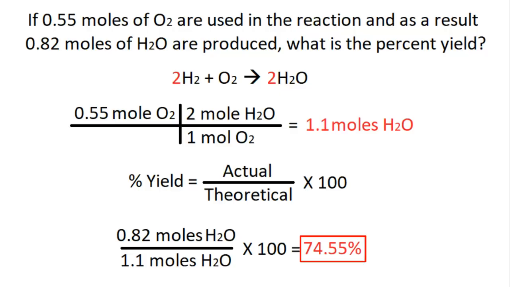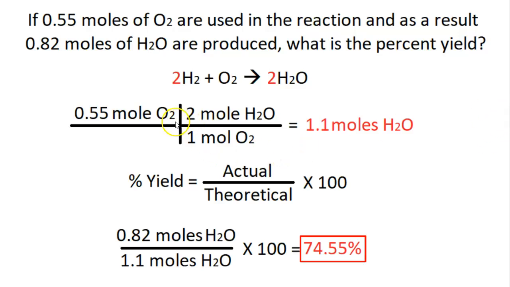For our example, again, we have two numbers, but notice this time we have a number for the reactant and a number for the product. So 0.55 moles of O2, which is a reactant, and 0.82 moles of H2O, which is the product. We have the same balanced equation, so 2H2 plus O2 makes 2H2O.